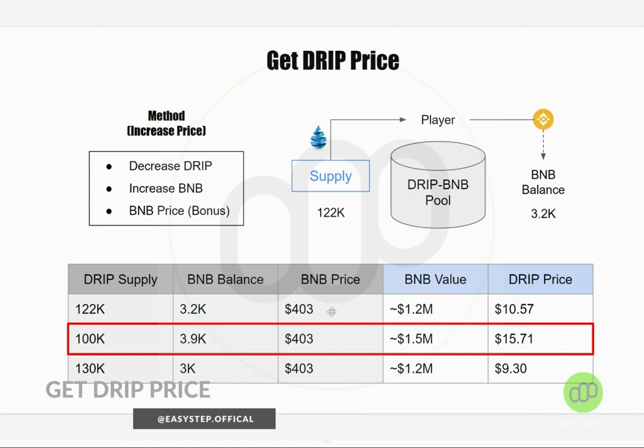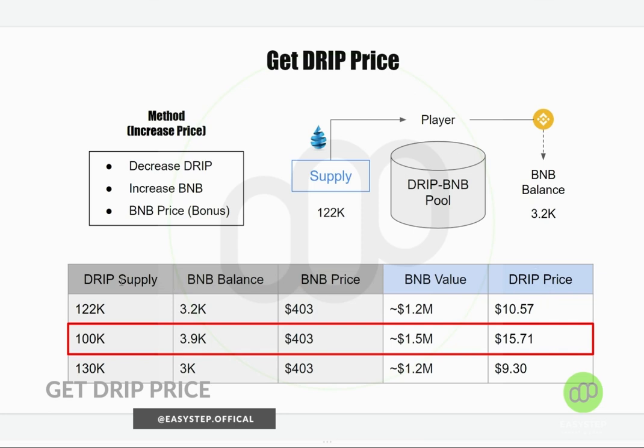Now, if the BNB price is higher, then that would actually give us a higher BNB value. But if the BNB price is lower, that'll give us a lower BNB value. And in turn, that will affect the DRIP price. But in this example, we have a BNB price of 403, and that gives us a BNB value of 1.2 million. And then when we divide the BNB value by the DRIP supply, that gives us a DRIP price of $10.57.